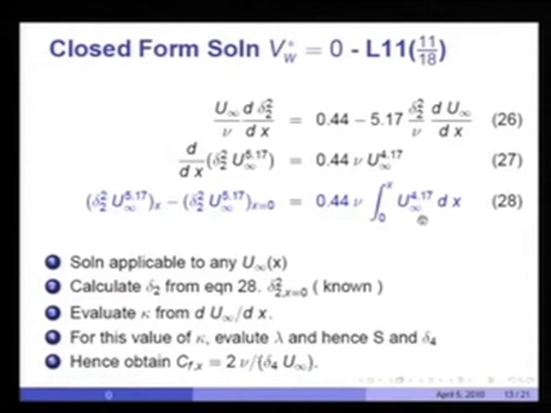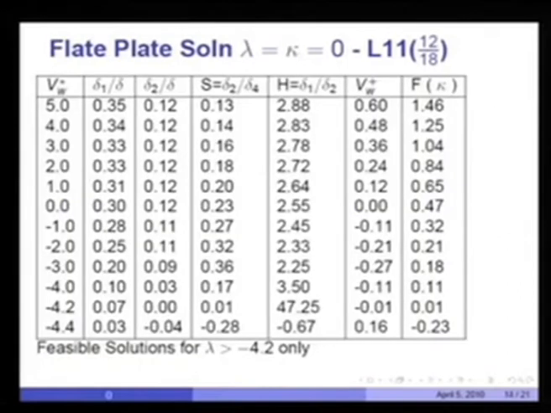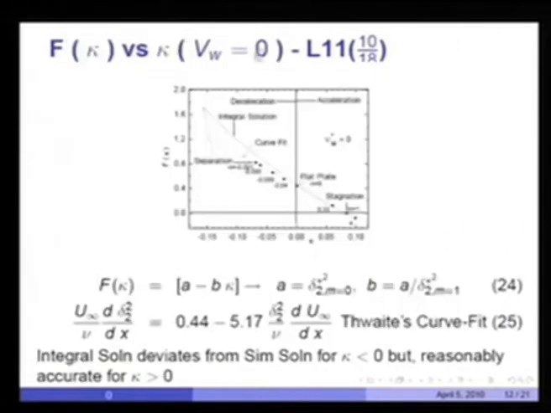In other words, knowing u infinity as a function of x, we get delta 2 as a function of x, from which we get kappa, from which we get S as a function of x. In fact, we get all other parameters, delta 1 as a function of x, and so on and so forth, and because we know the shape factor variation with x, we can get CFX also as a function of x. So, in the previous table, I had held V w equal to 0, no suction and blowing.